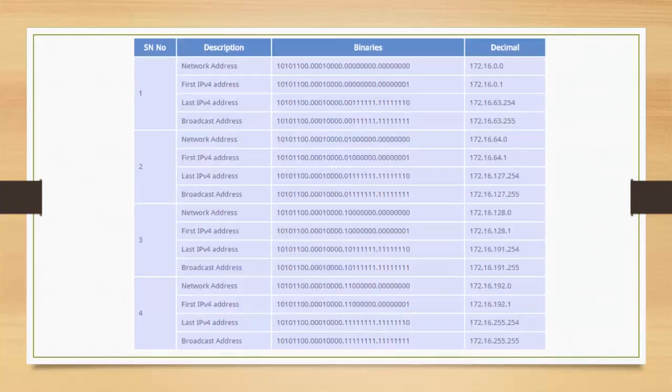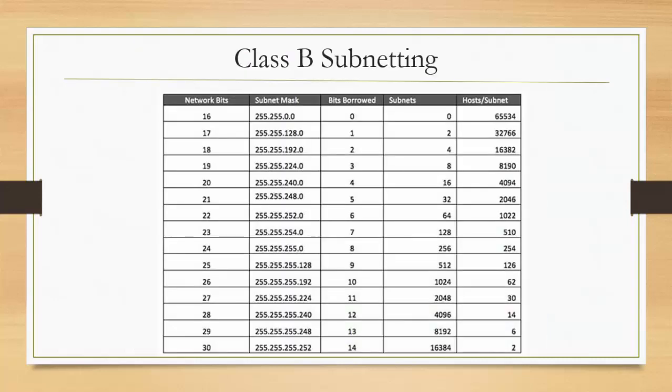As you can see in the chart, it indicates there are 4 subnets. The starting address, last address, network address and broadcast address are shown. Now you can see here is a summarized chart of the class B subnetting.